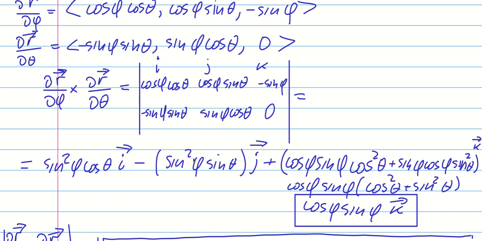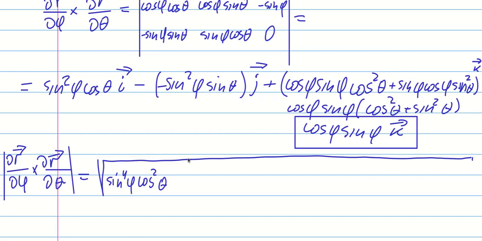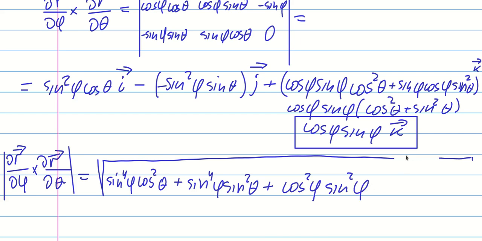Did I do this one right? Let's just check. This one was for j, so it was minus and minus, so there should be an extra minus here, right? Minus and minus is a plus, so it should be minus. Okay, but it doesn't really matter because we're still going to square it. So when we square it, we get sine to the 4 of phi sine squared of theta plus cosine squared of phi sine squared of phi. And we need to evaluate this expression over here.